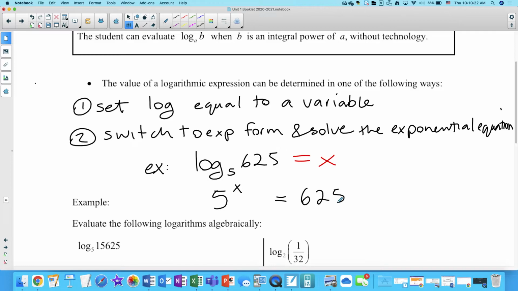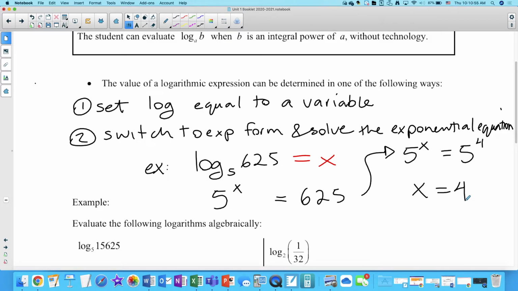625 is actually equal to 5 to the 4. Once the bases are the same, I can conclude that the exponents are the same. So x here has to equal 4. And x is also what I set equal to that logarithm. So if x equals the logarithm and x equals 4, I can conclude that the logarithm equals 4. And that's the value of the logarithm. Okay? So let's practice this.